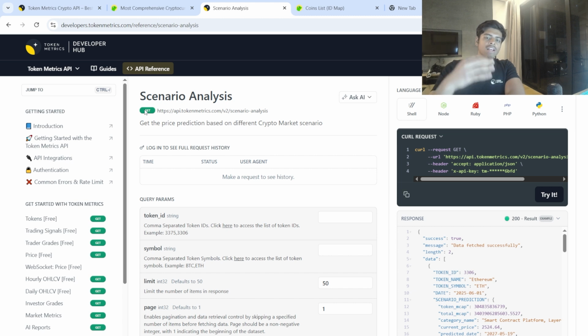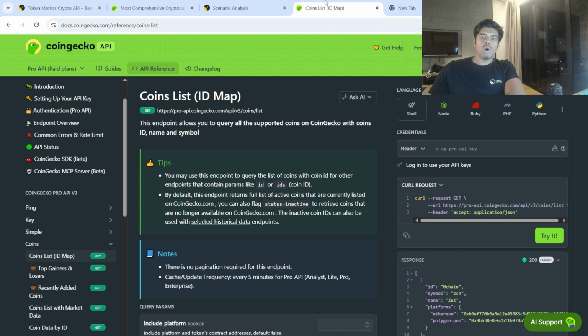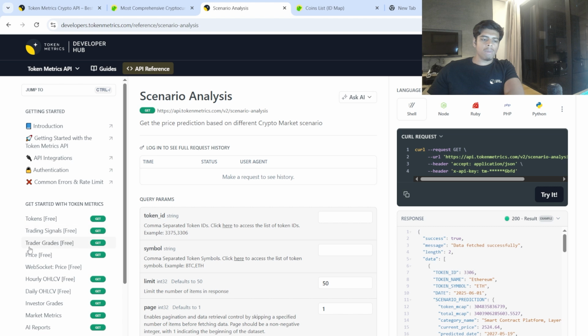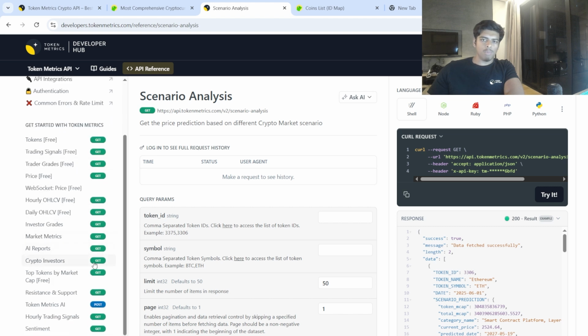If you're building something like an AI agent, a trading AI agent, CoinGecko won't give you the best bang for your buck, as ultimately you're just getting that raw data. You're not getting any predictive analysis, any price predictions, trading signals, trader grades, and ultimately with Token Metrics you're getting all of that and more as well. So again, when it comes to the API, depending on what you're building, you've got your own winner.